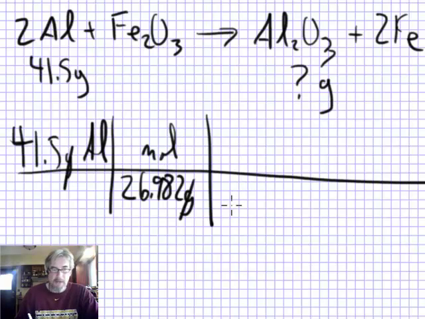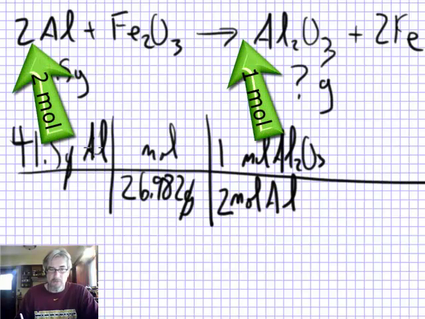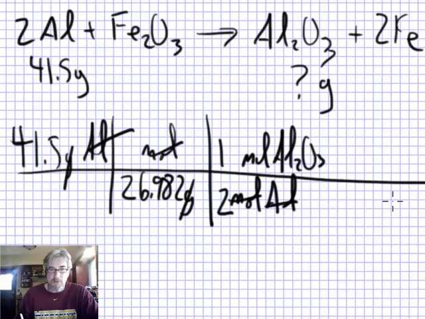Now I can do stoichiometry. I've got a mole ratio I can use to get rid of aluminum by putting moles of aluminum on the bottom, and I want moles of Al2O3 on the top because aluminum oxide has got to get in my answer. So the ratio is 1 aluminum oxide to 2 aluminums, and that comes right from the balanced chemical equation. Aluminum moles now cancel out, and I have moles of Al2O3.